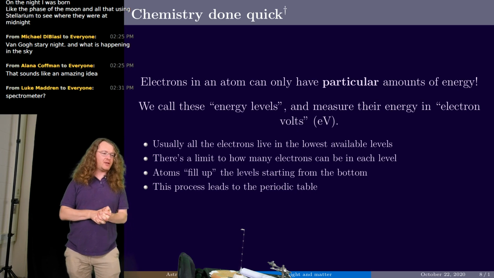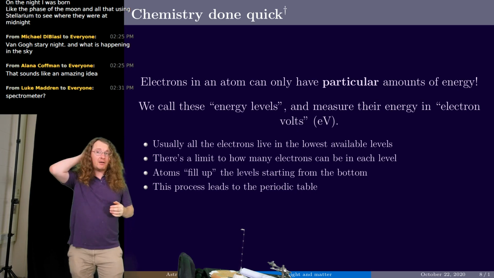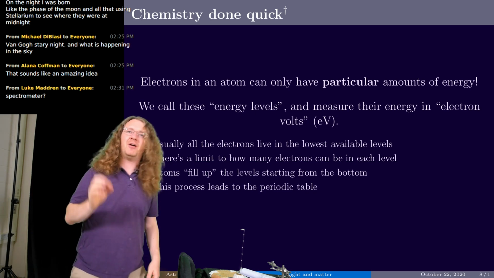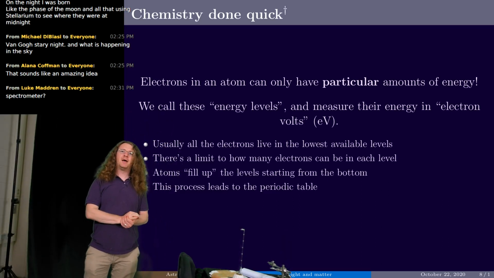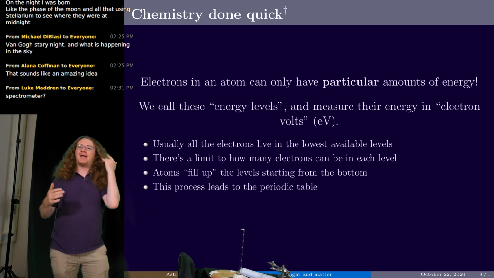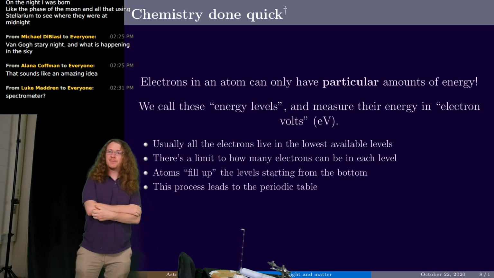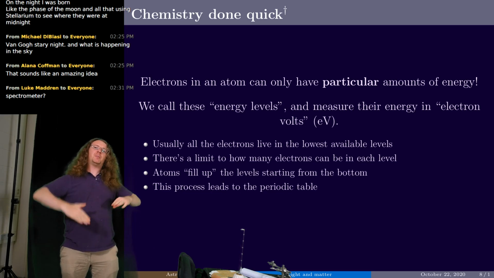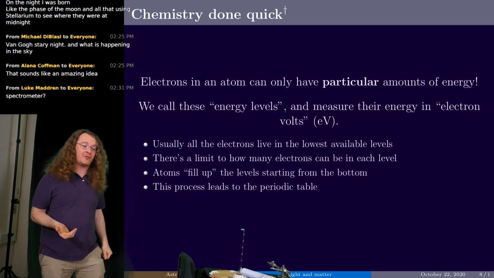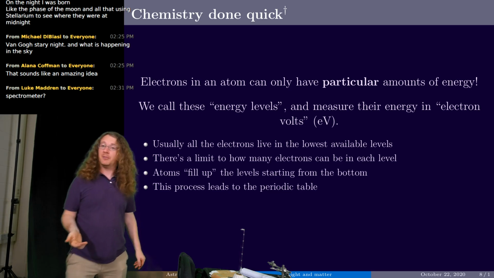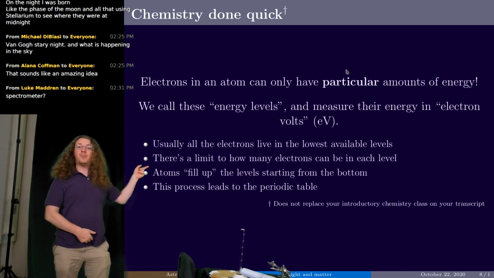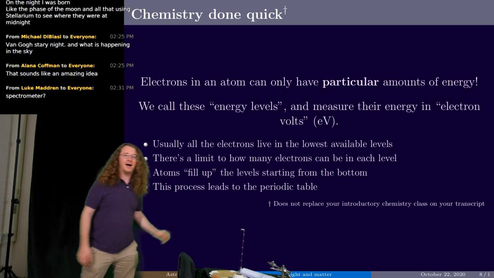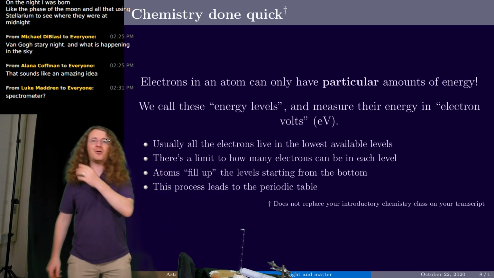And to do this, the specific idea we need from chemistry is that electrons in atoms have only very specific energy levels. We measure their energies in units called electron volts. It's just an amount of energy. Normally in atoms, the electrons hang out at the bottom energy levels called the ground state. And as you put in more electrons, they fill up from the bottom up. This process of filling up energy levels in atoms is what leads to the periodic table. This was kind of the first great revelation of quantum mechanics. And more about this process is in your intro chemistry class. This one day of chemistry does not replace your intro chemistry class in your transcript.